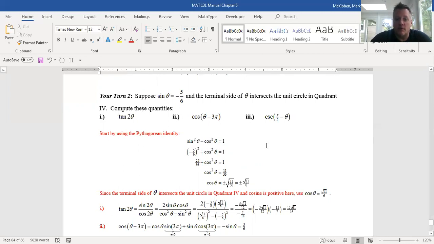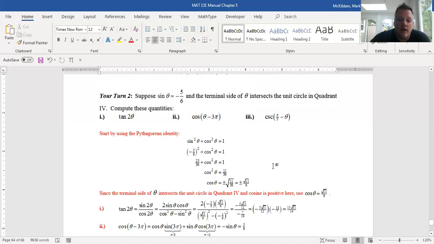And so use the Pythagorean identity just like we did before, right? We're going to put negative 5/6 in for the sine of theta, square that, subtract it from both sides and take the square root. But remember, the theta has a terminal side in quadrant 4, and so the cosine is positive there. So cosine of theta is radical 11 over 6.